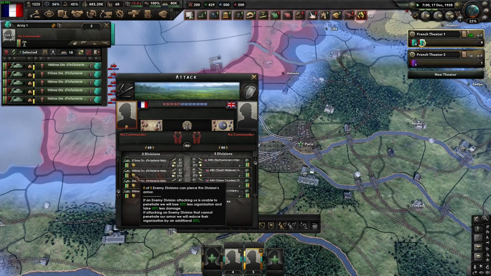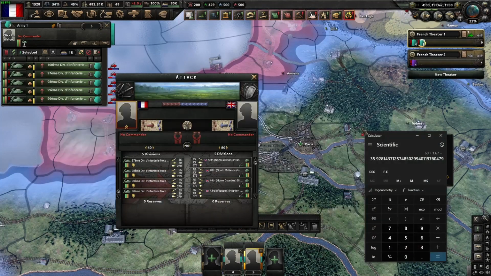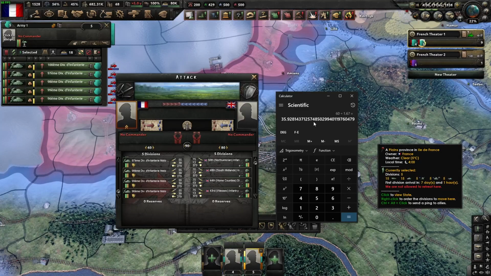One, being armored reduces the damage you take by 50%, both org and strength. It also increases your damage by 40%, not 50, 40. The math for that is quite simple. You're going from a 4-sided die to a 6-sided die, which means your expected value is going from 2.5 to 3.5. 3.5 divided by 2.5 is 1.4.